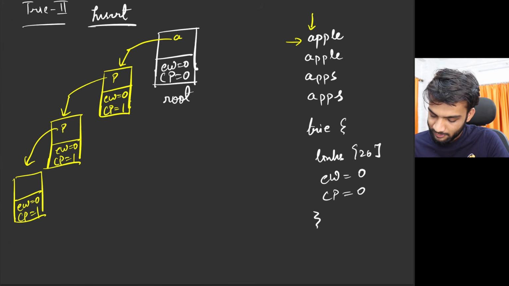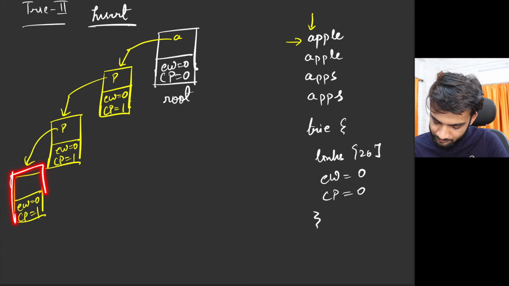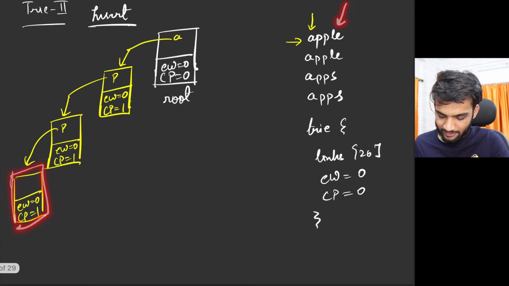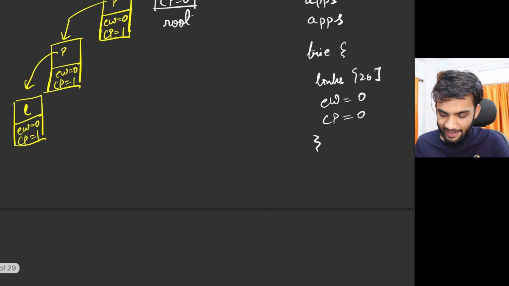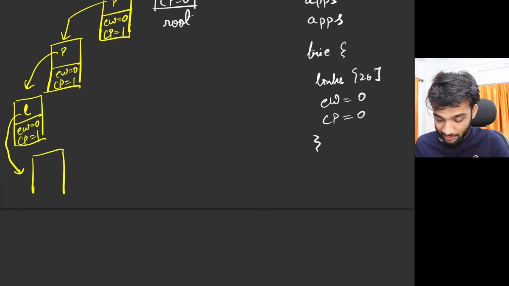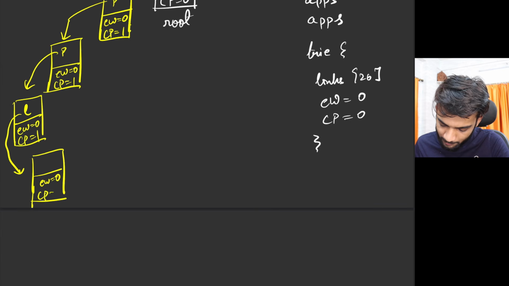Perfect. Now you are standing at this trie and you are at L. Does it have an L? No. Please insert an L. So you will insert an L and this will now point to a trie whose endWith will be 0 and countPrefix will be 1.